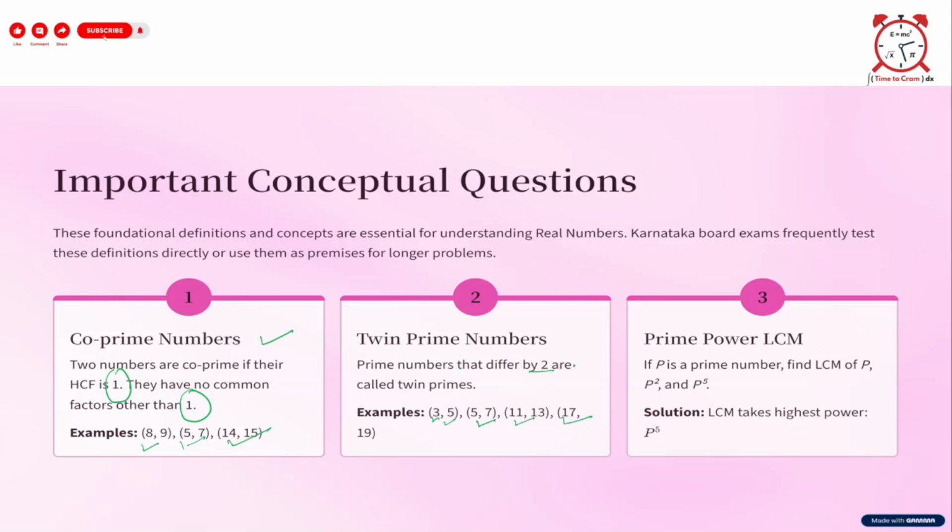Now prime power LCM. If P is a prime number, then find the LCM of P, P square and P to the power 5. We know that when we find the LCM, we consider the highest power. So the LCM is always the highest power, P to the power 5.